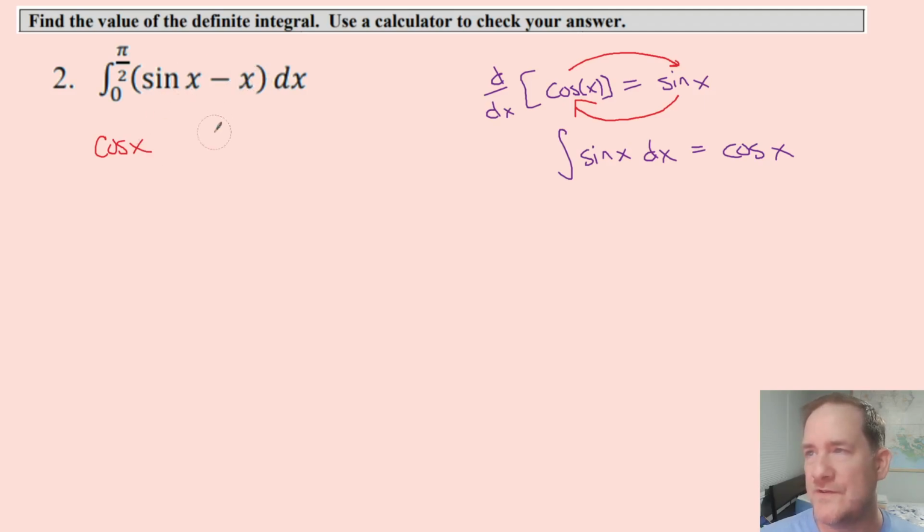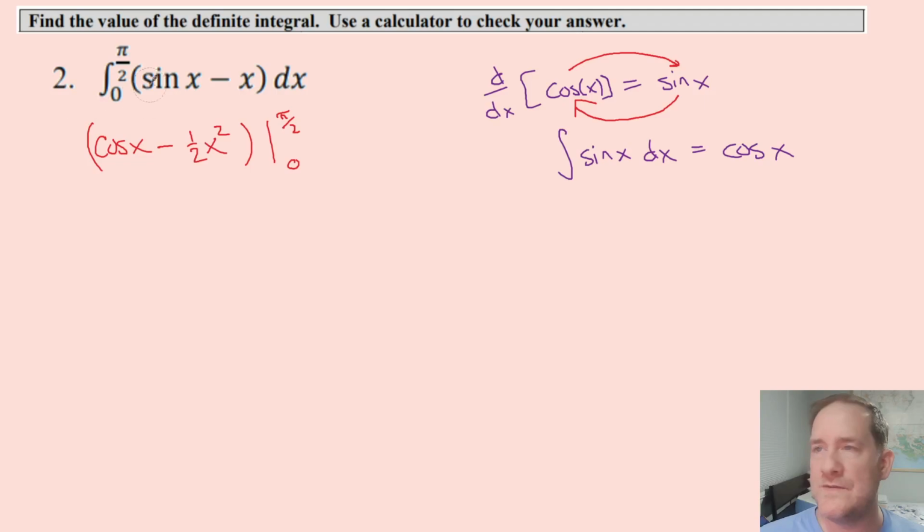And the antiderivative of x, well, it's got to be an x squared times the reciprocal, so a coefficient of 1/2. Yep, that'll do it. So this function right here is our antiderivative. And to find the area, we'll evaluate this at pi over 2. And we'll evaluate it at 0, and we'll subtract.